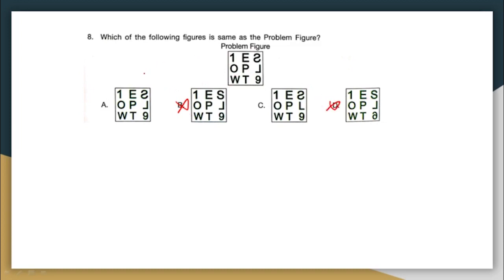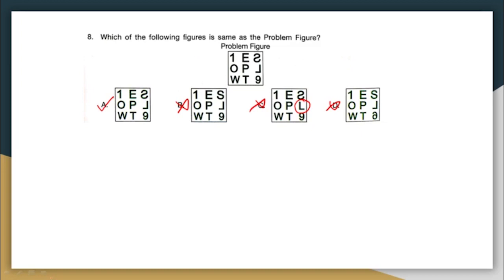Now let us continue checking for options A and C. O is the same in both the figures. P is the same. Here also P is the same as the question figure. Then L is inverted here like this. In the question figure also L is inverted, but this L here is not inverted as in the question figure. So option C is also not your answer. So which is the figure which is the same as the problem figure? It is option A, which is the same as the problem figure.